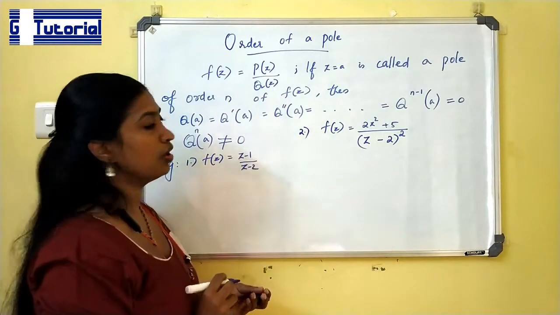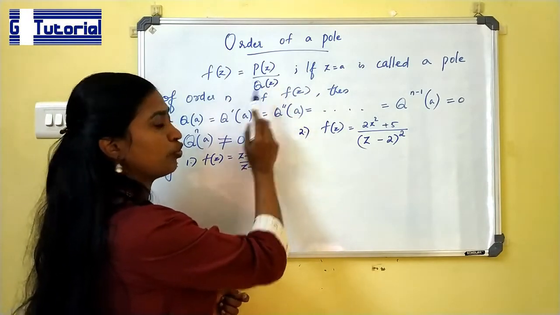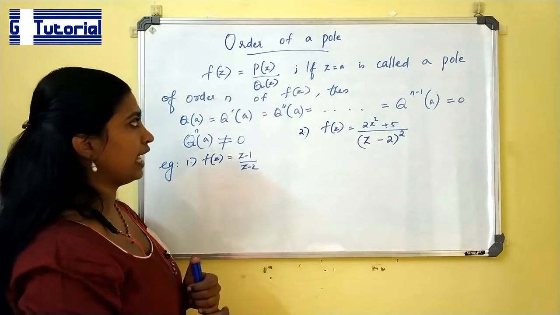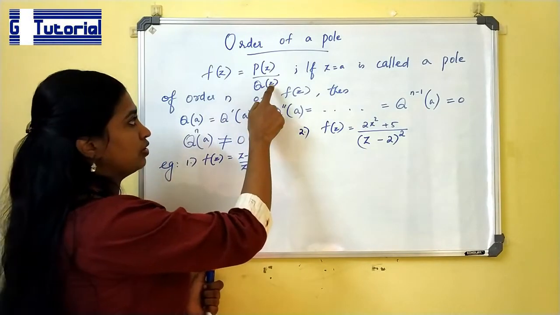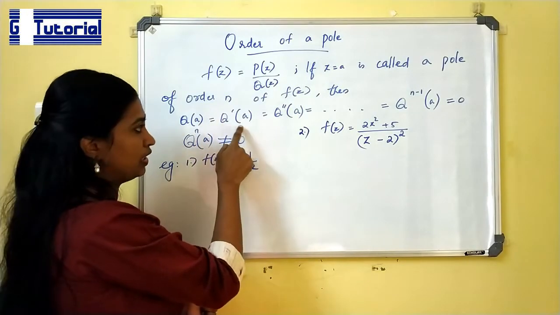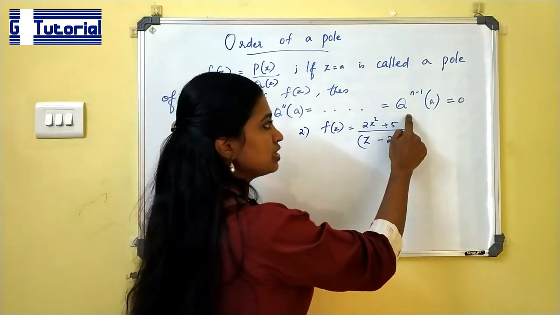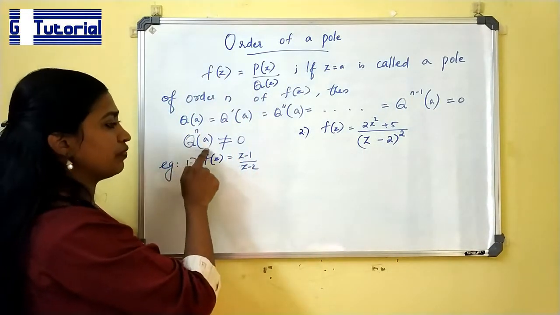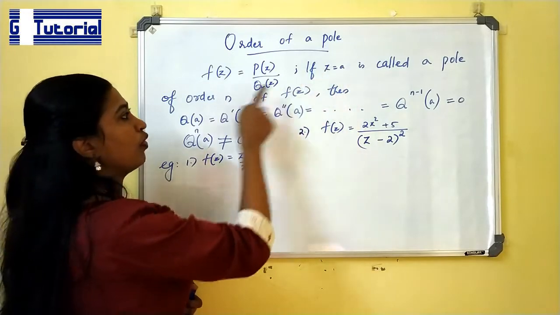Next term is order of a pole. If f of z can be expressed as p of z by q of z, where p of z is the numerator and q of z is the denominator, then z is equal to a is called a pole of order n of the function f of z, if q of a, that is the denominator function where z is substituted by the pole a, is equal to the first derivative q dash of a, etc., is equal to the (n minus 1)th derivative of q at a is equal to 0, and the nth derivative of q at a is not equal to 0.